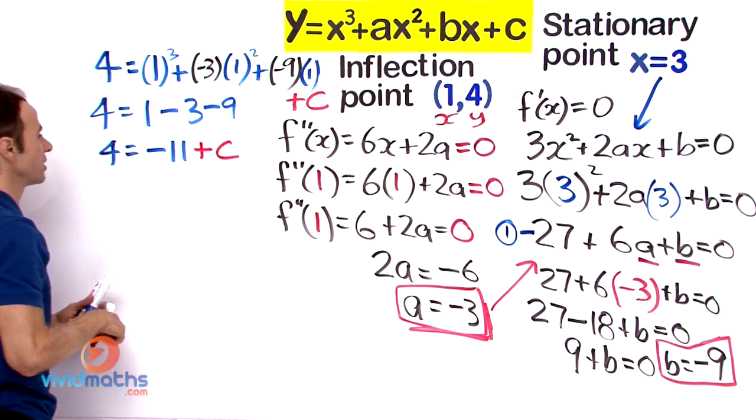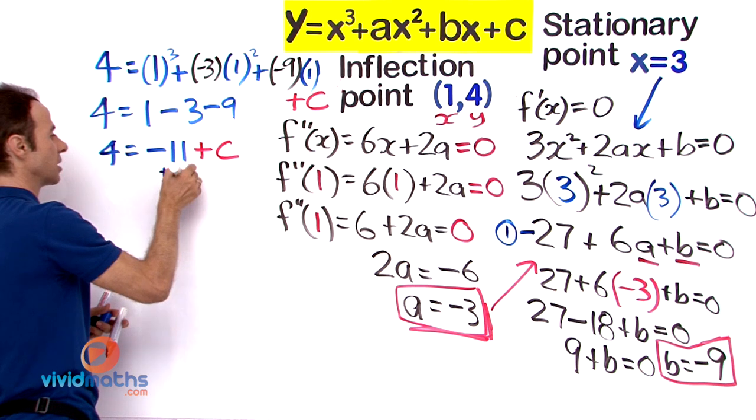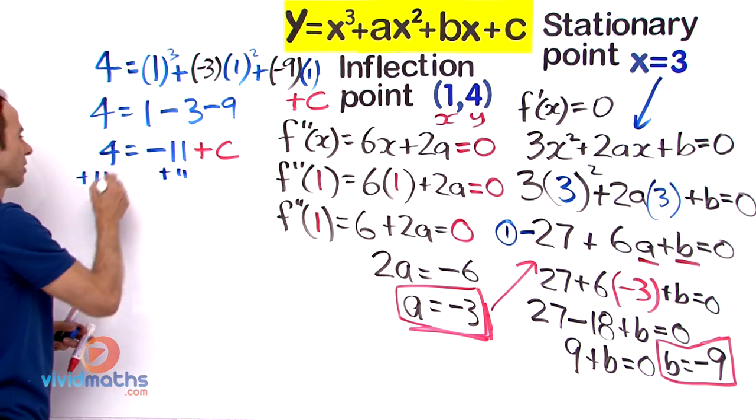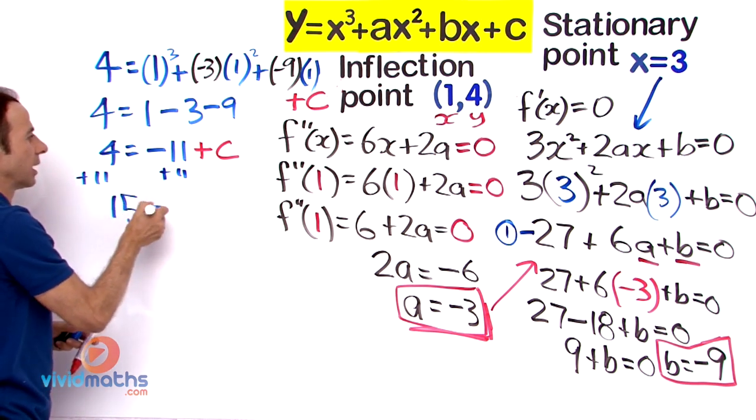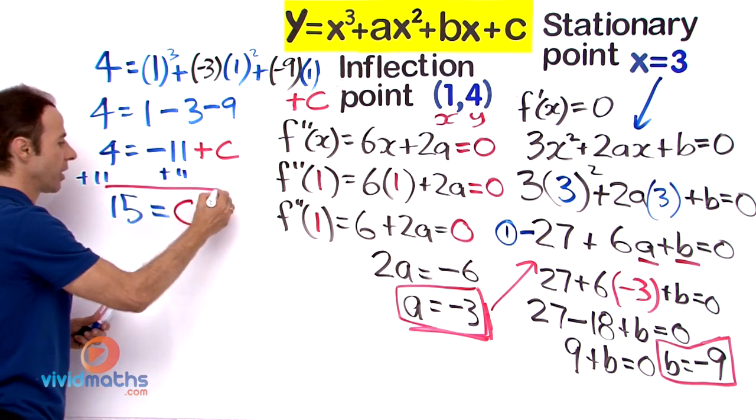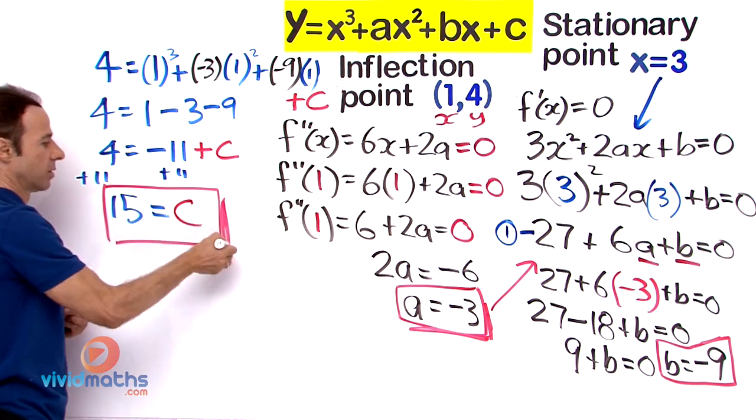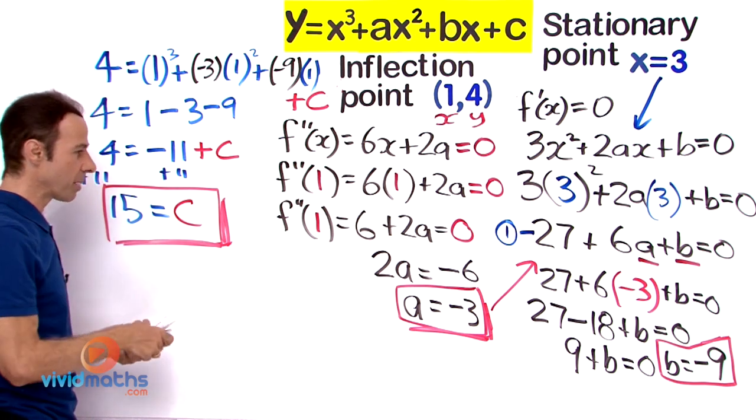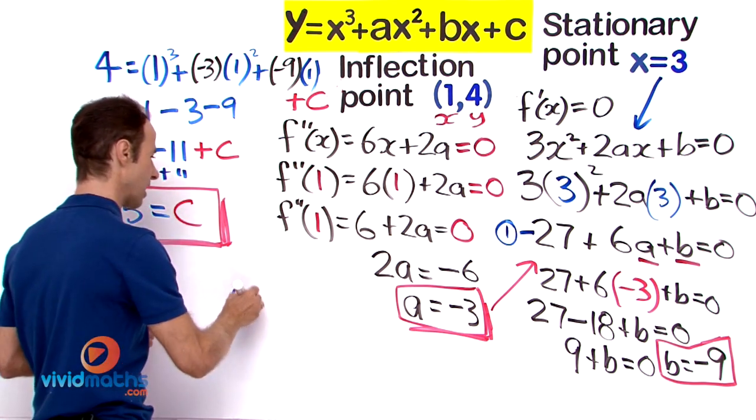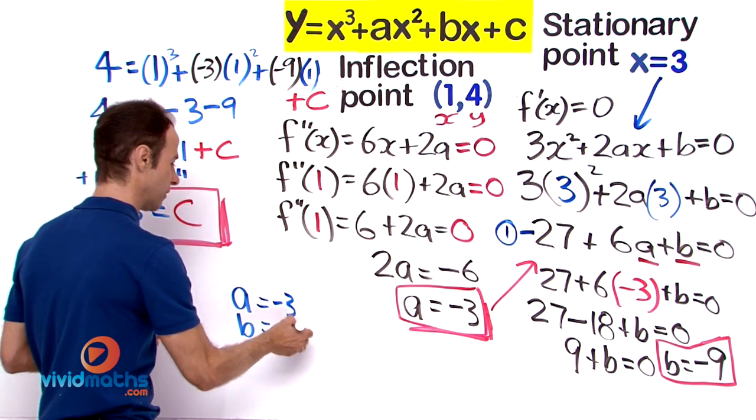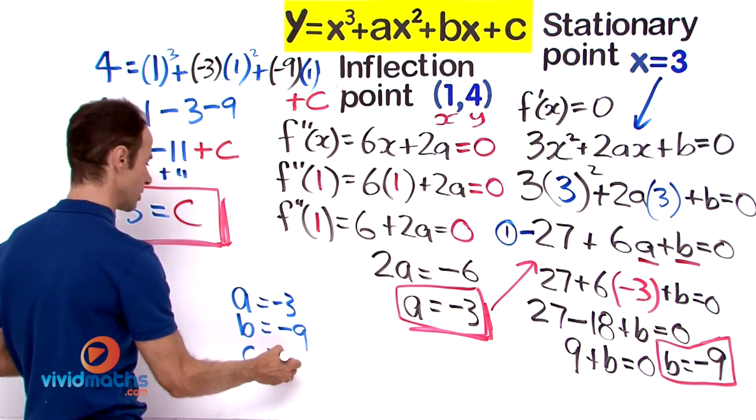Let's further simplify. Let's add 11 to both sides. Plus 11, plus 11. 11 plus 4 is 15. So that means we have 15 equaling c. And there is our final variable. C equals 15. So our three variables in summary, I'll just write them up again, is we have a equals minus 3, b equals negative 9, and c equals 15.